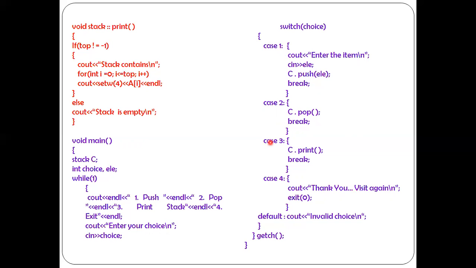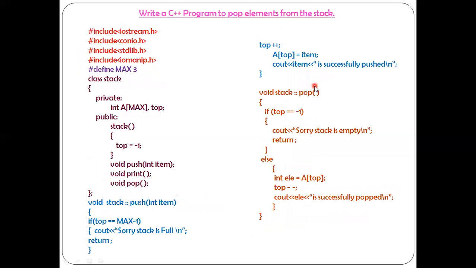So 1 for push, 2 for pop, 3 for print, 4 for exit. Again I'll press 2 only. Still I don't have any elements. We have just deleted 20 and 10. Still I'm going with a pop. Okay, so enter your choice means 2. Switch of 2 means directly it goes to case 2. c dot pop member function. c is a user defined object. Dot is a member access operator. Pop is a member function. Directly it goes to the pop member function.